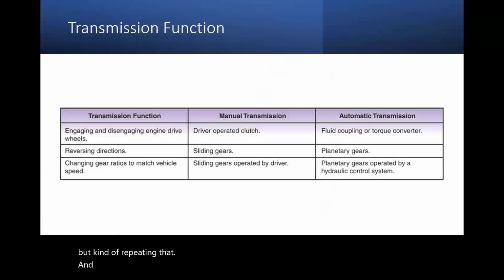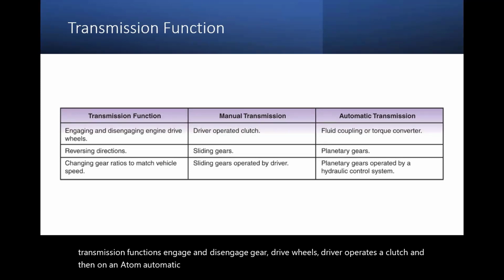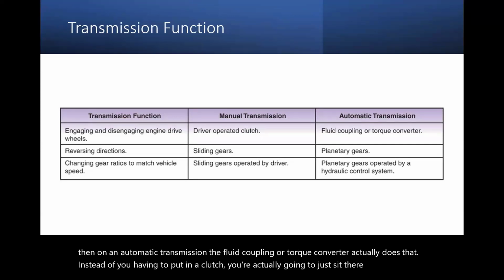And transmission function, this is kind of another little chart that you can actually use. So transmission function is engage and disengage gear drive wheels. On a manual, the driver operates a clutch. And then on an automatic transmission, the fluid coupling or torque converter actually does that. Instead of you having to push in a clutch, you're actually going to just sit there with it in gear.